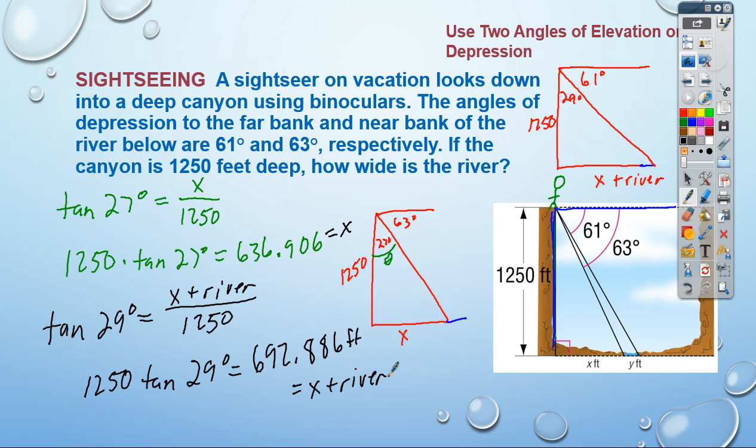So all I have to do is, I have X plus the river. Let's go ahead and subtract. I'm going to subtract the two, and when I do that, I get 55.979 feet.